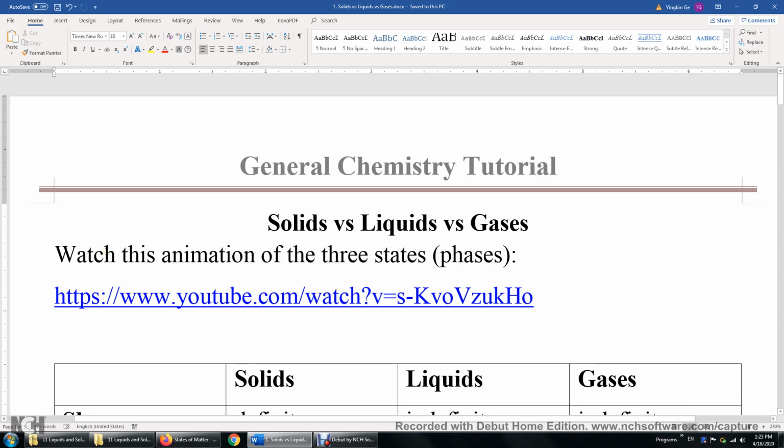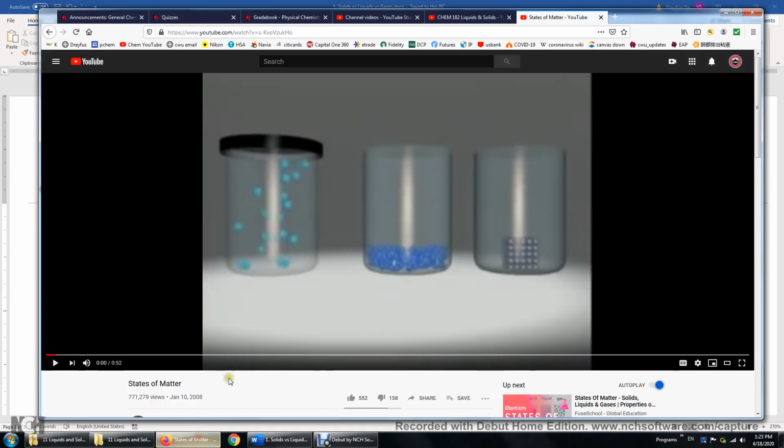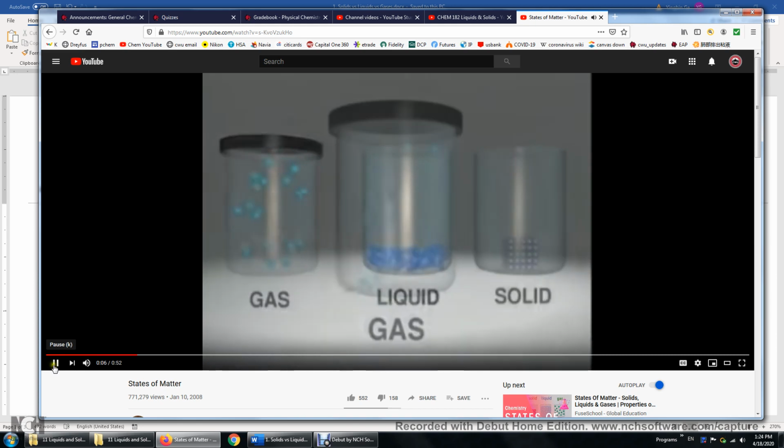In this video, I will compare solids, liquids, and gases. Let's first watch this animation of the three different states or phases. You are looking at gas, liquid, and solid. This piece of solid has a periodic crystalline structure here.